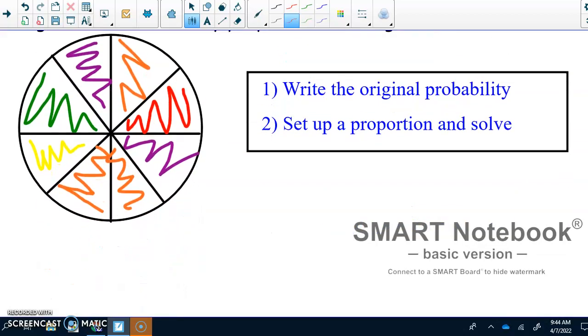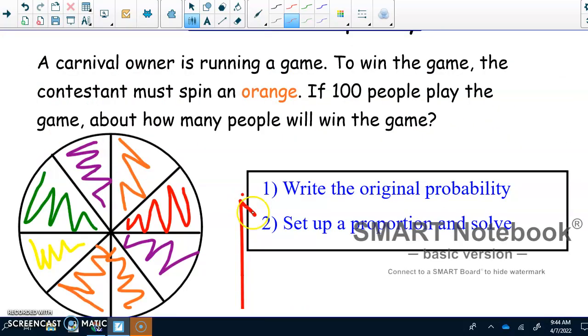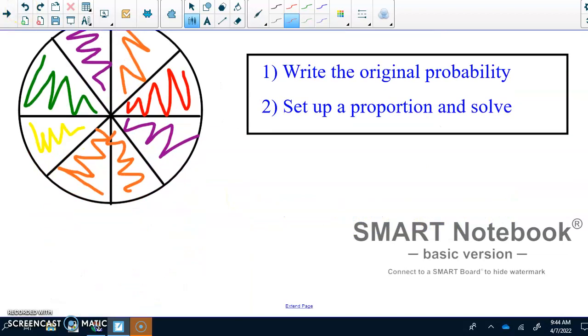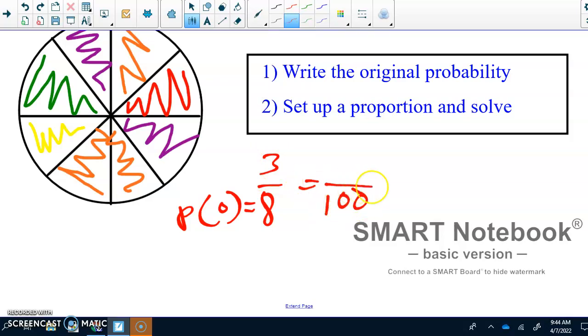So the first thing we do is find our sample space. There are 8 spaces. And we're looking at the probability of an orange. There are only 3 of those spaces that are orange. So that's our theoretical probability. So we're going to change it to 100.